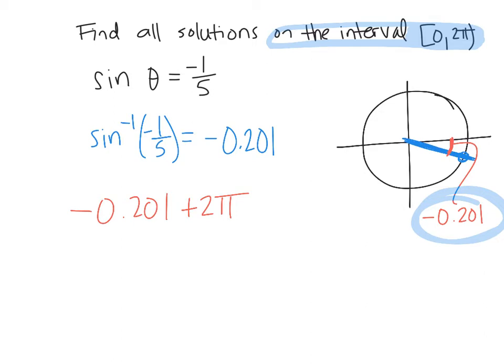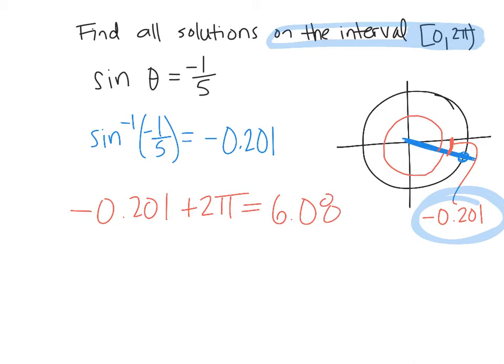If you think about that over here on our circle, I'm starting here, I'm adding 2 pi, so I'm just going all the way around. It's the same angle, I'm just representing it with a positive number now. When I punch that into my calculator, negative 0.201 plus 2 pi, I get 6.08. Boom. That is one of my answers.